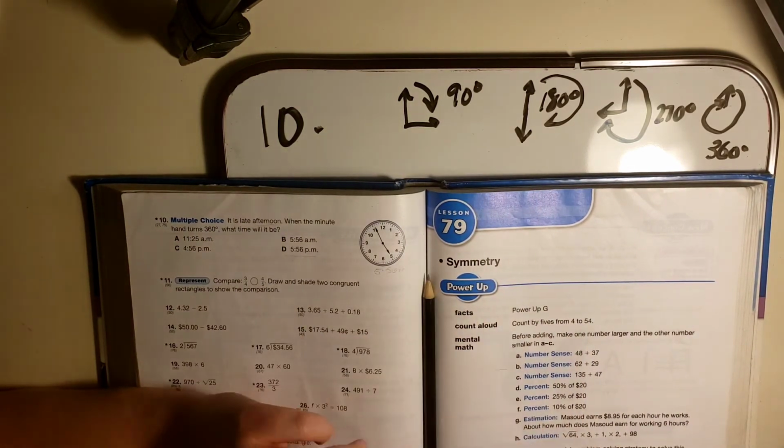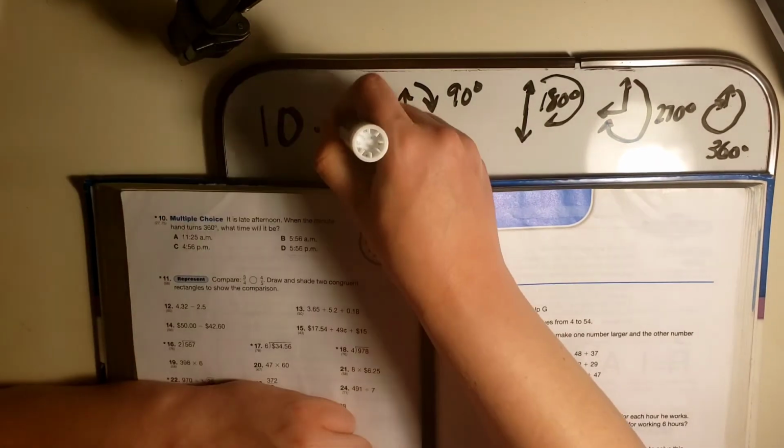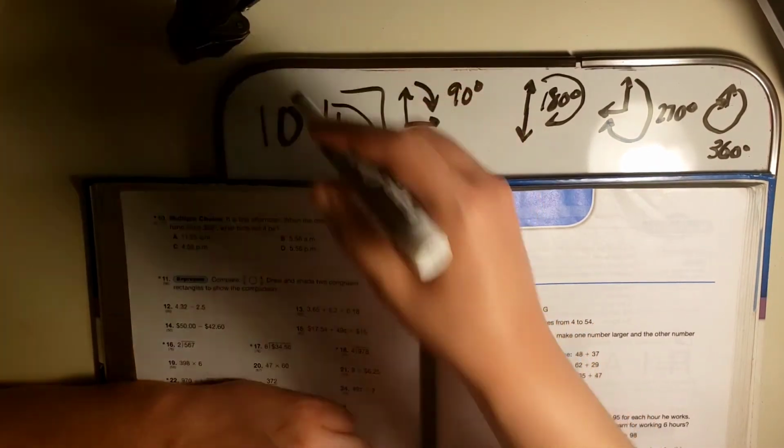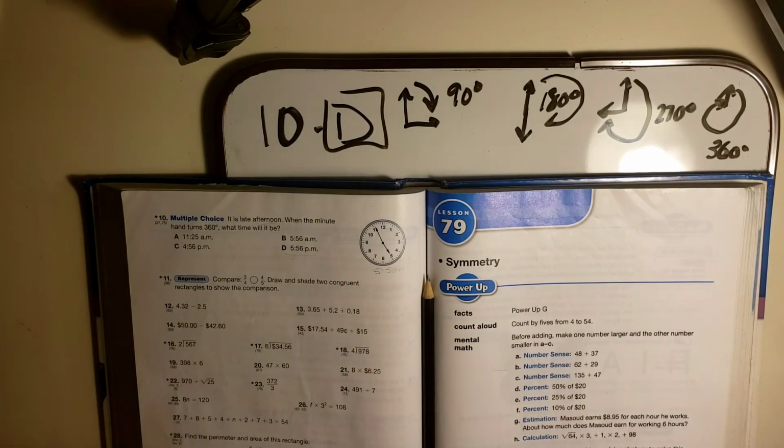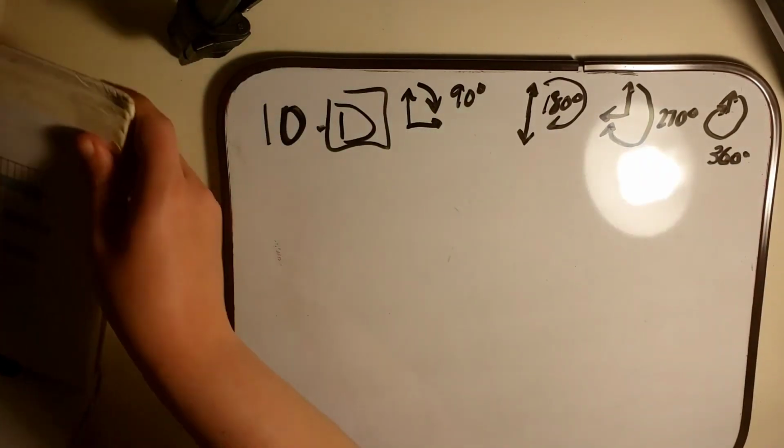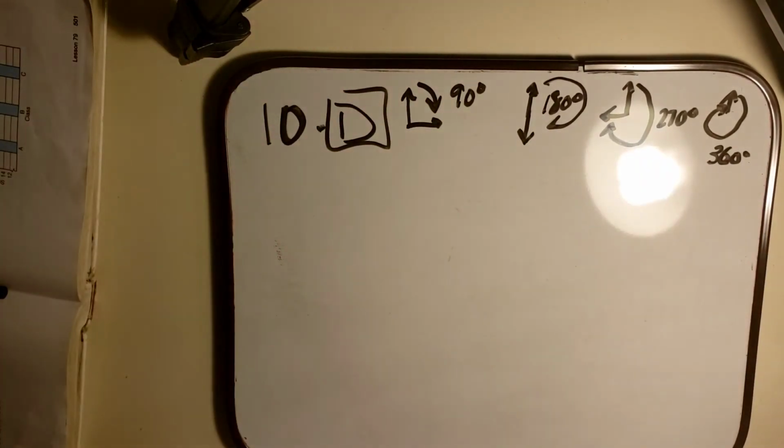And the answer is D. Please do not write in your books. I'm only doing it because I'm the teacher and I didn't want to write this clock down on my whiteboard. Do not write in your books. All right, that was number 10.